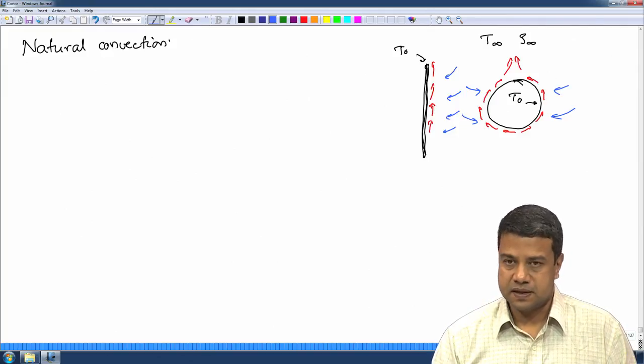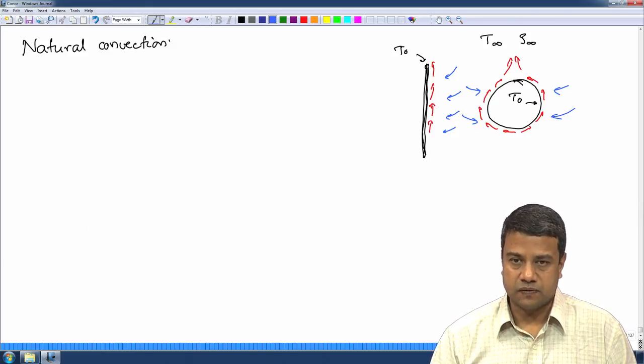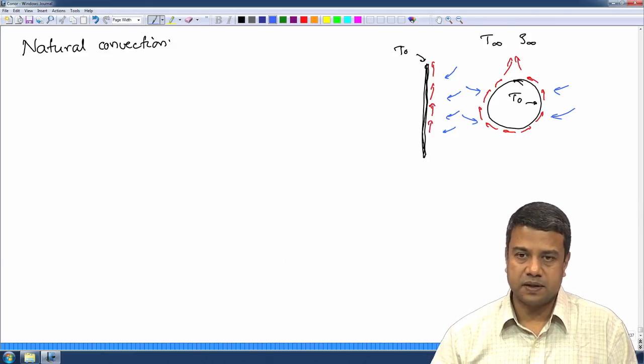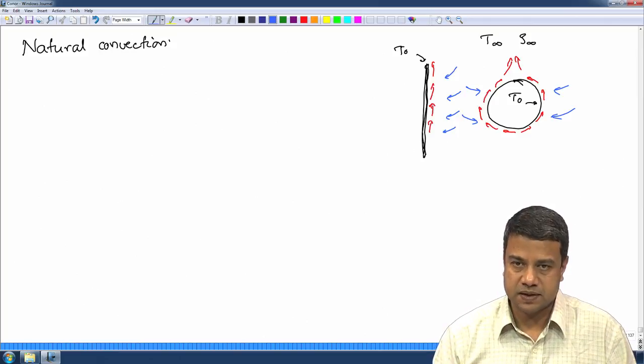Natural because in this case the velocity field is decided by the temperature field itself. It is not determined by any imposed flow. It is determined spontaneously by the temperature field itself. Where the temperature is higher, the density is lower and the fluid rises due to buoyancy.